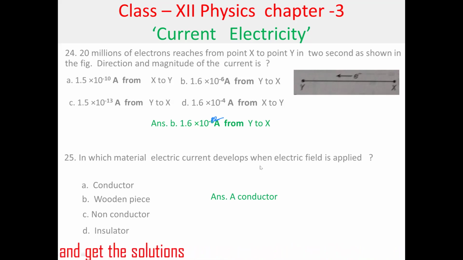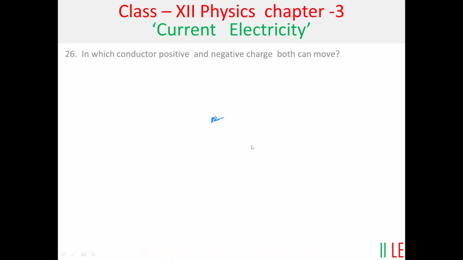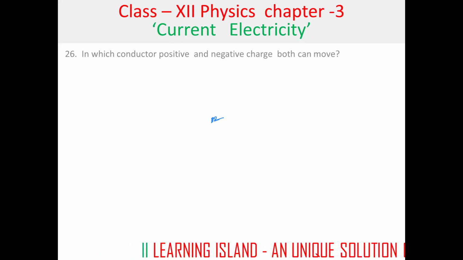Let us go to the next question. So the next question is: in which conductor can positive and negative charge both move?